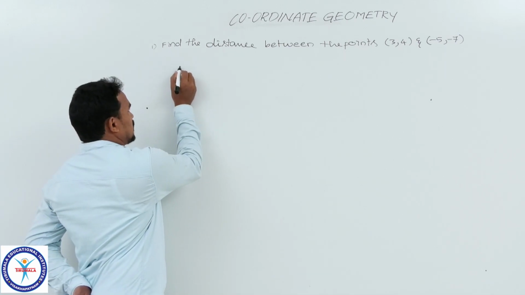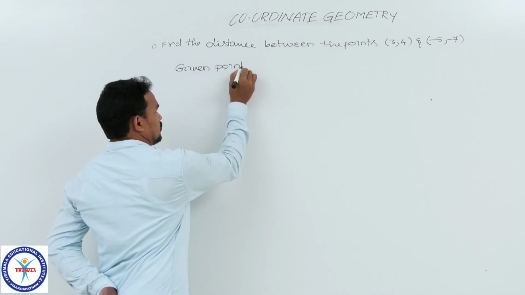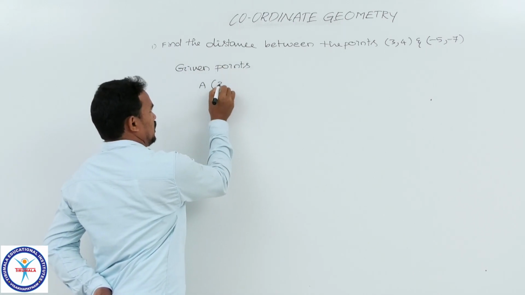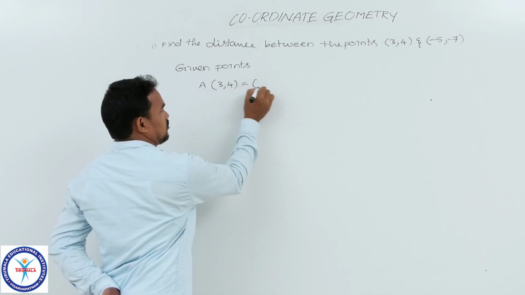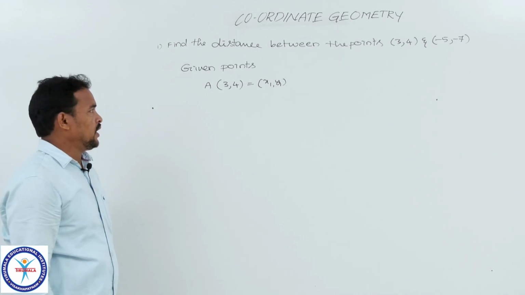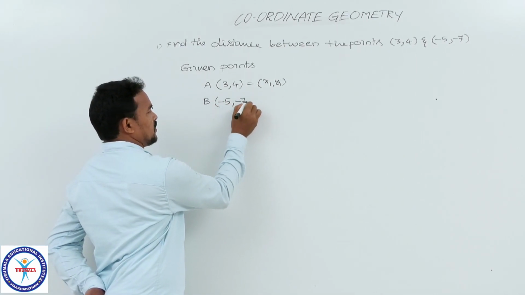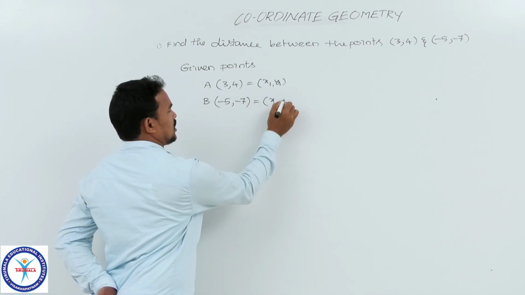First, take the given points. Point A is 3, 4, that is nothing but x1, y1. Another point B is minus 5, minus 7, which is nothing but x2, y2.